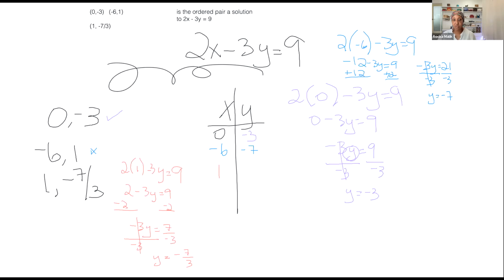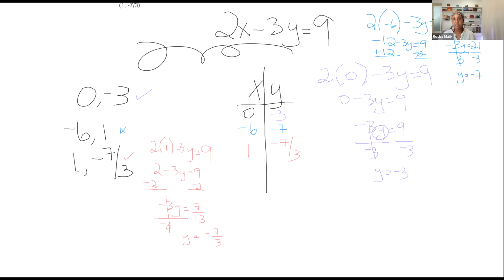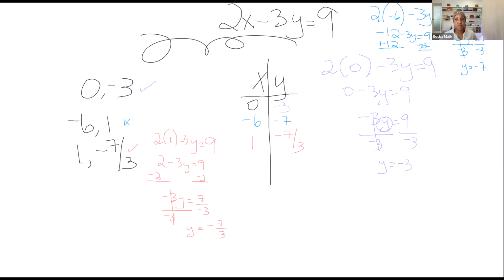And that works. When I have x is 1, I ended up with -7/3 for y. So these 2 points work in this equation. So these 2 points will be on that line if I were to graph it.